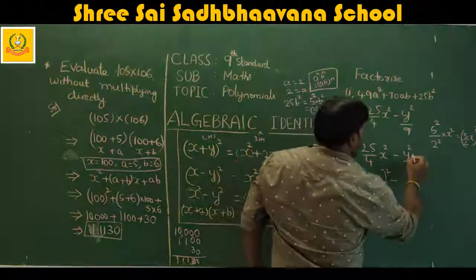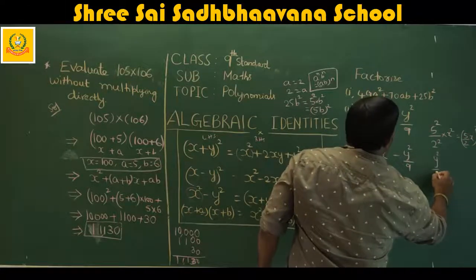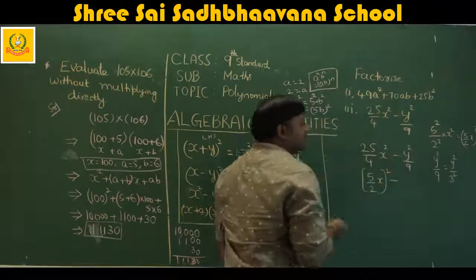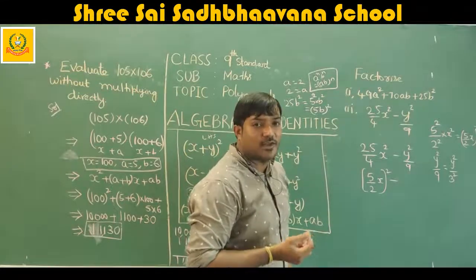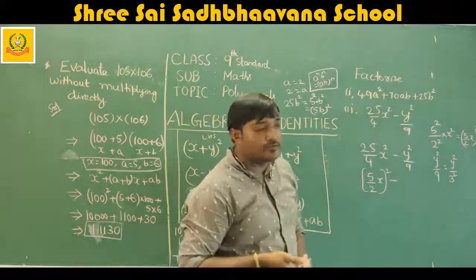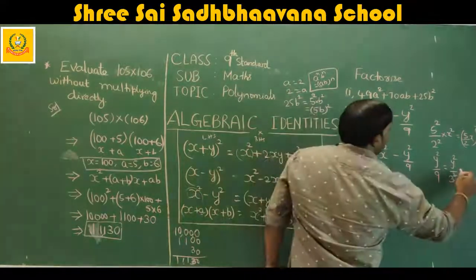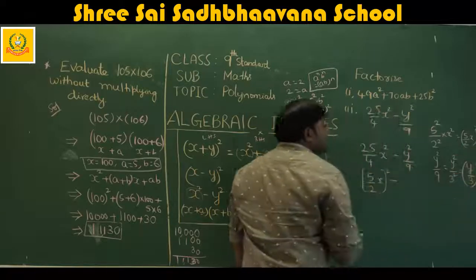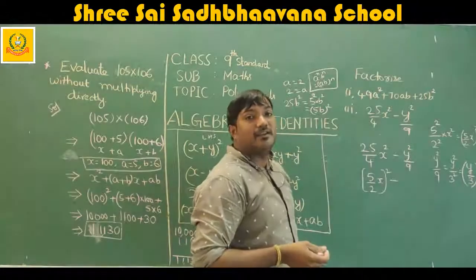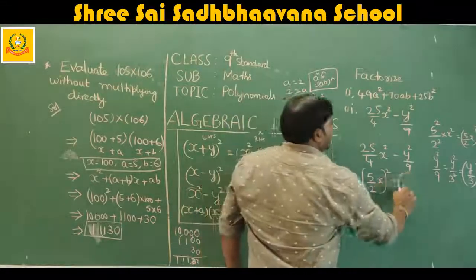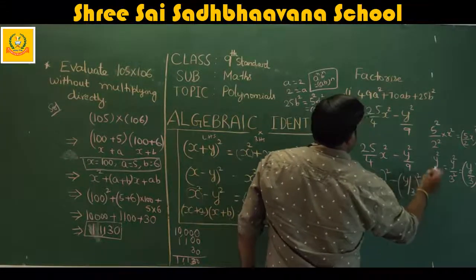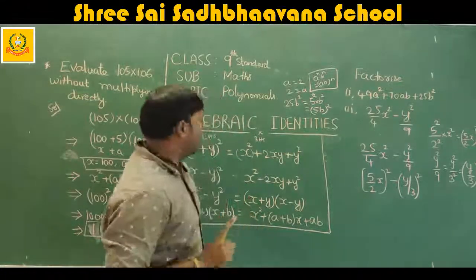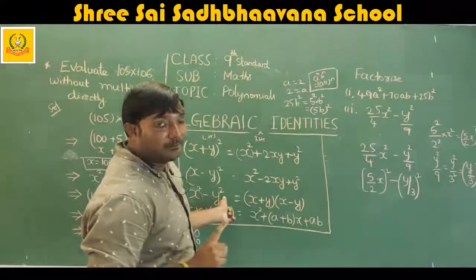Similarly, how can you write this y square by 9? Just check it out. Y square by 9 can be written as y square by 3 square. Obviously 9 is the perfect square, which is 3 into 3. So y square by 3 square can also be written as (y by 3) whole square. Correct? So write that as (y by 3) whole square.